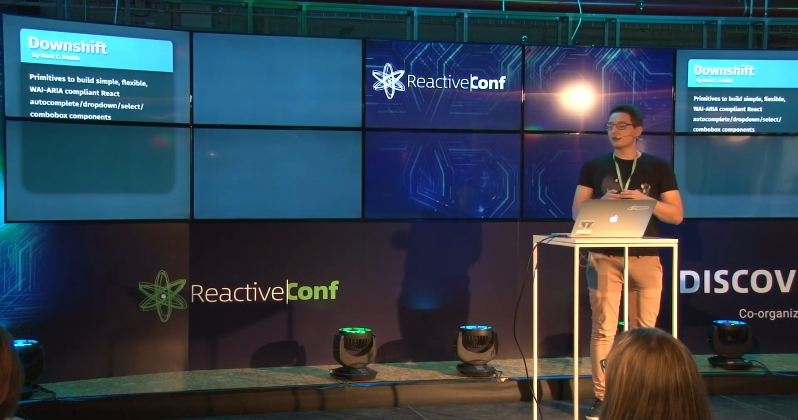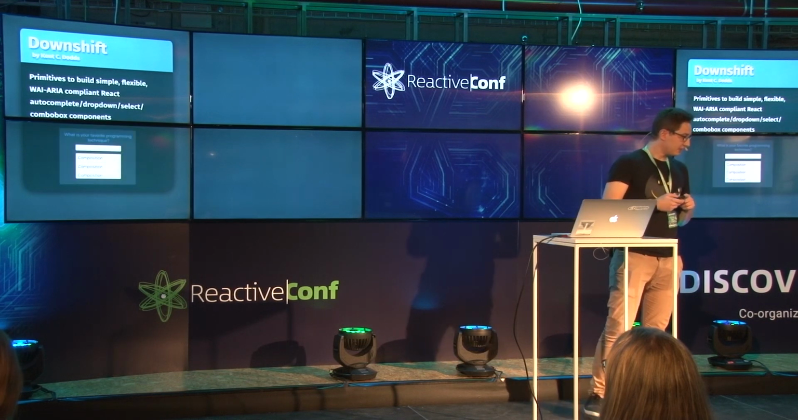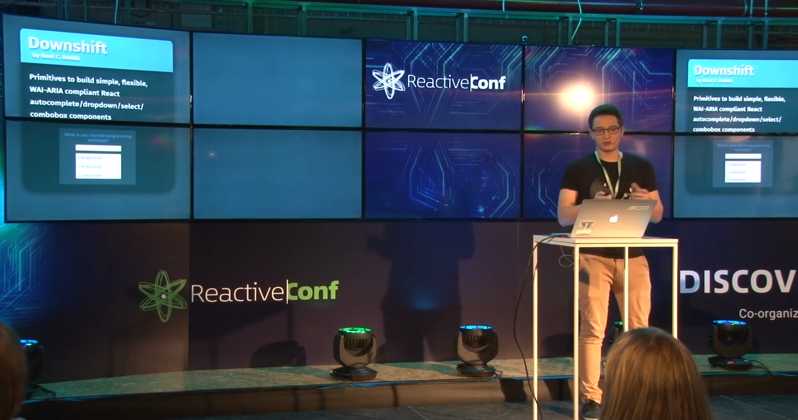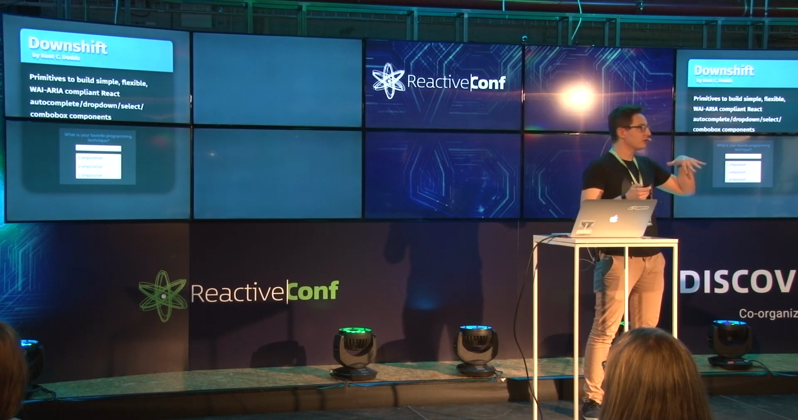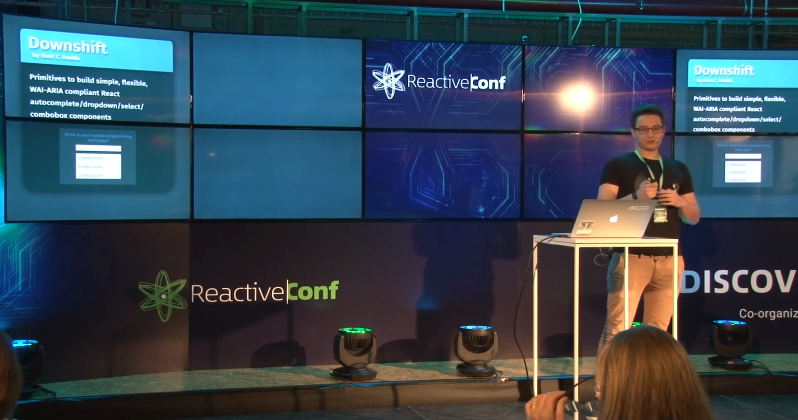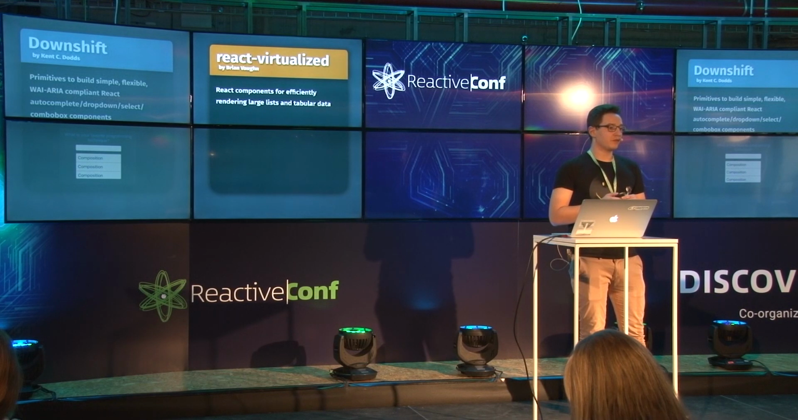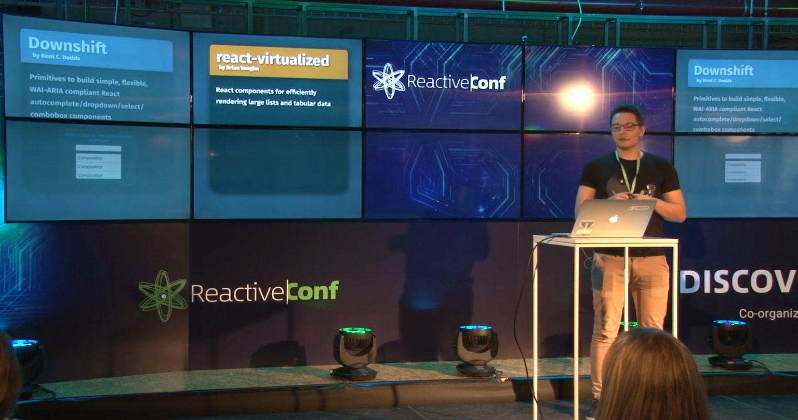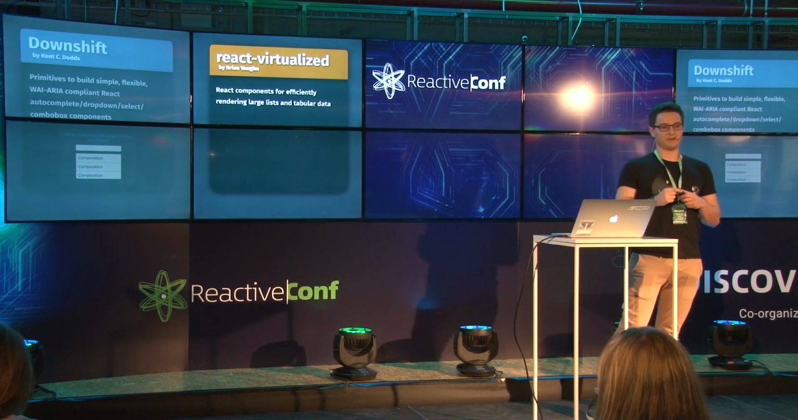The main goal of Downshift is that these components should be accessible. Here's an example of an accessible dropdown created with Downshift. It is accessible because you can control it with your keyboard, and it can be read by a screen reader. We are going to compose Downshift with React Virtualized by Brian Vaughn. React Virtualized are React components for efficiently rendering large lists and tabular data.